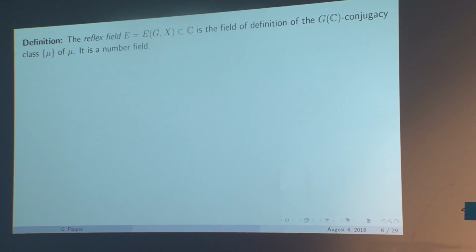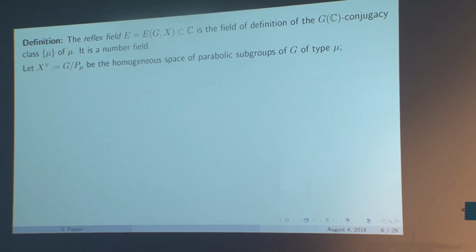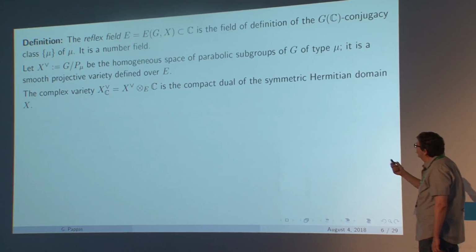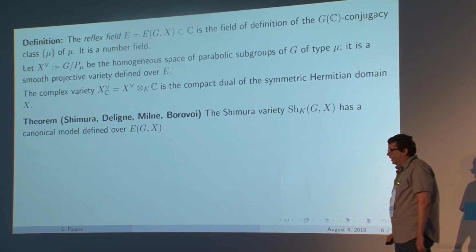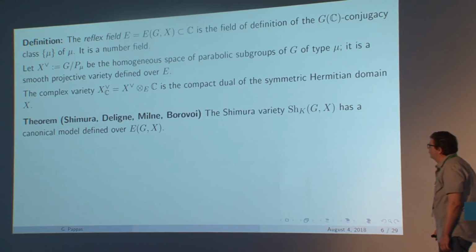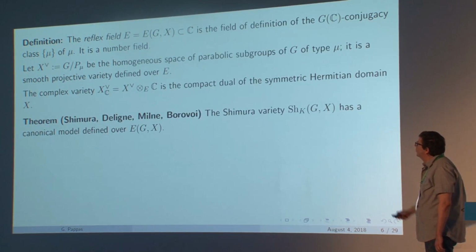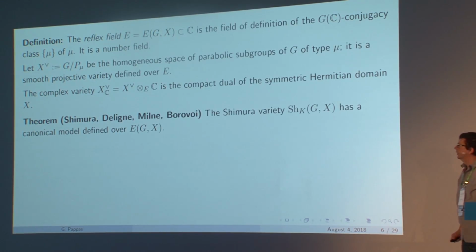So here's the important definition. The reflex field is the field of definition of the conjugacy class of that co-character mu, and it is a number field. And so we keep remembering this field. And associated to this data, I also have the homogeneous space of parabolic subgroups of G of type nu, which is a smooth projective variety, again defined over E, and the corresponding complex variety is the compact dual of the symmetric Hermitian domain X. And so here's the main theorem of the beginning of the theory of Shimura varieties, due to many people over the years, started from the 60s and finishing in the 80s by Milne and Borovoi. The Shimura variety has a canonical model as an algebraic variety defined over that number field.